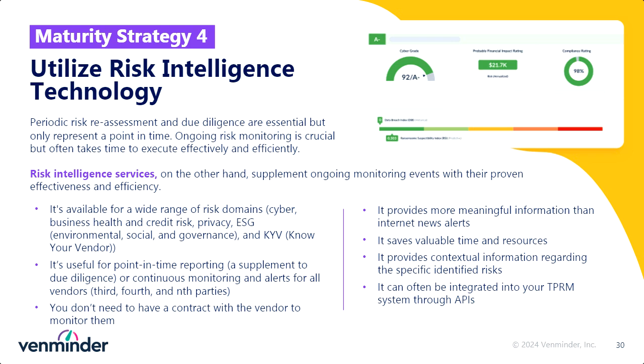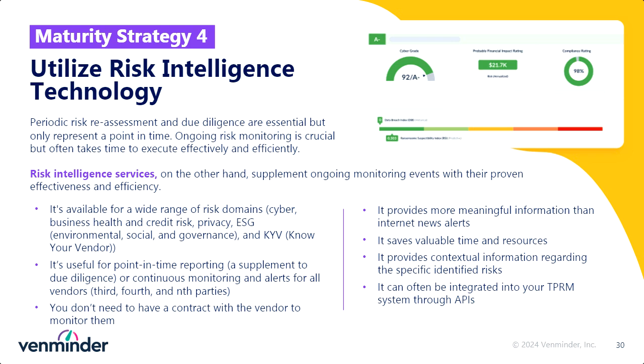You can monitor for a wide range of risk domains, and often these services can be integrated right into your third-party risk management platform. Many of them will provide some sort of action or recommended action to take when risks are elevated, and they'll also provide context as to why the risk is elevated. This beats the heck out of trying to set up multiple internet news alerts that may or may not be relevant or accurate. So if you're not doing this today, take time to investigate the professional risk intelligence services that are out there.